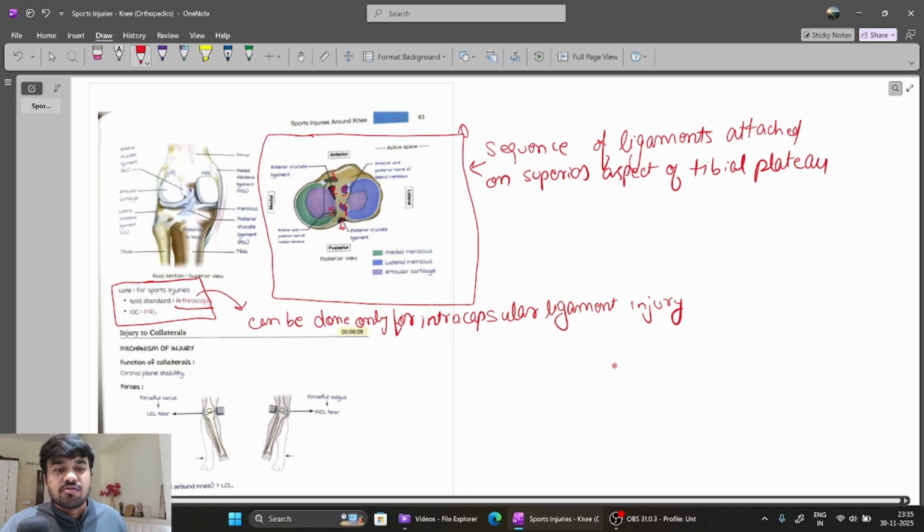That means if they give you a question in which the medial collateral or the lateral collateral ligament is injured, and they ask you about the investigation, then you cannot mark arthroscopy, right? Arthroscopy is the gold standard investigation, no doubt, but it is only for intracapsular ligaments. It is of no use in collateral ligament injury or in general extracapsular injury of the knee joint, right? Arthroscopy is used for intracapsular injury, that is menisci injury slash cruciate ligament injury, right?